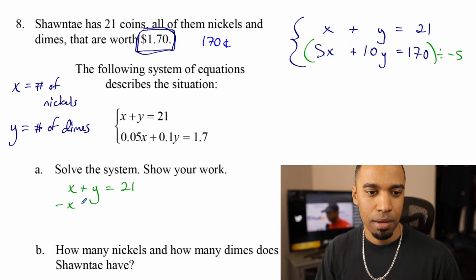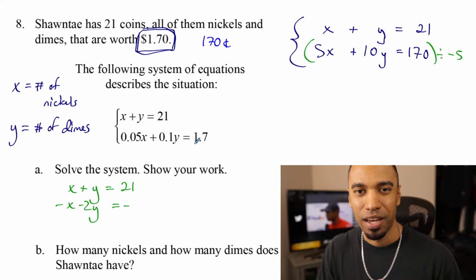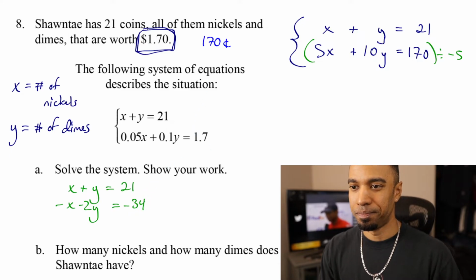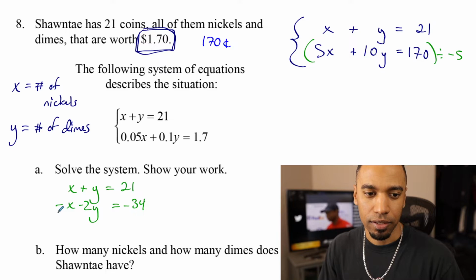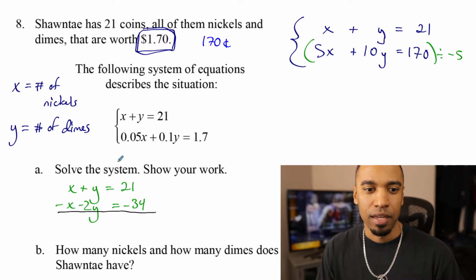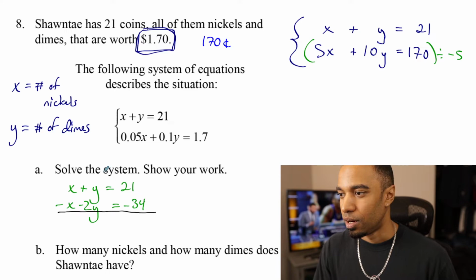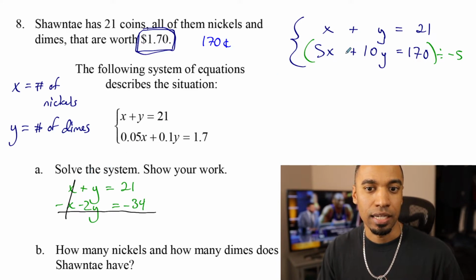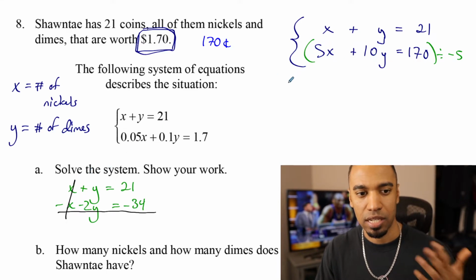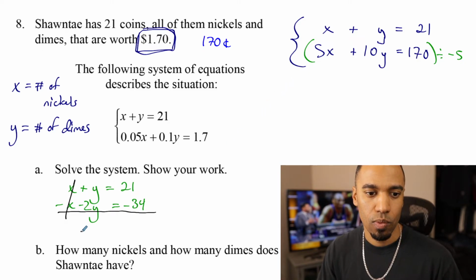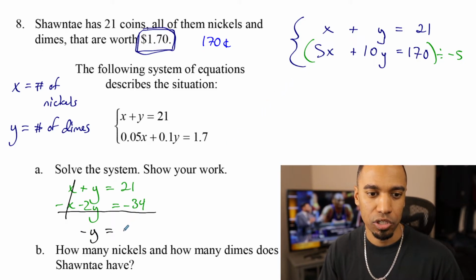negative x minus 2y equals negative, oh, well, now that's a problem. Do that with me, 34. I think negative 34. All right. If you have a calculator, more power to you. Why did I divide by negative 5? Because I can cancel out these x's right here. I didn't divide by negative 10 because 5 doesn't divide by 10 without having a fraction. y minus 2y is negative y. 21 minus 34 is negative 13. Negative y equals negative 13, so y equals positive 13.